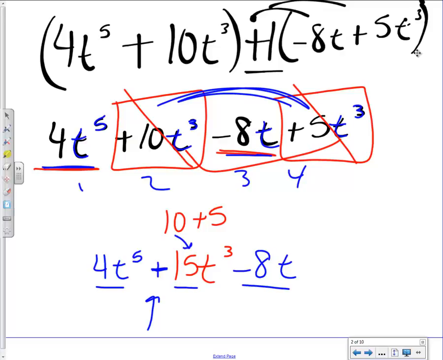Now, this could be my final answer, but I have to double check and make sure that it's in descending order. And it's in t to the fifth, t to the third, and t. So yes, it's in descending order from biggest to smallest powers. So this is going to be my final answer.